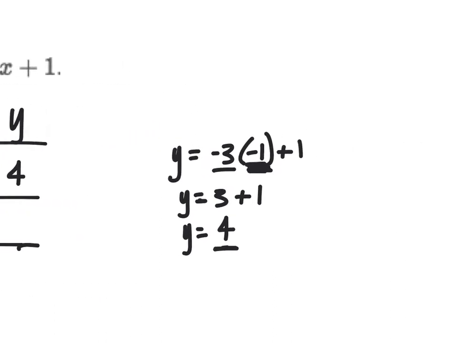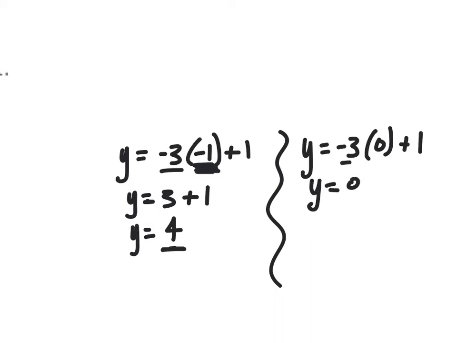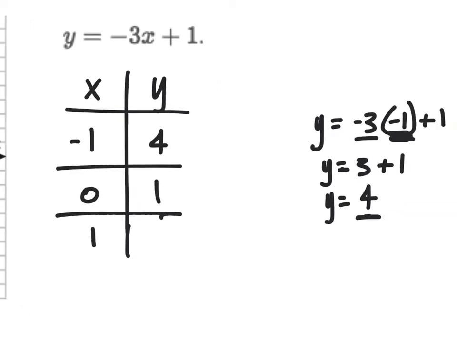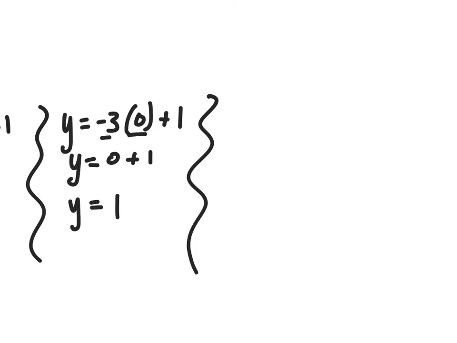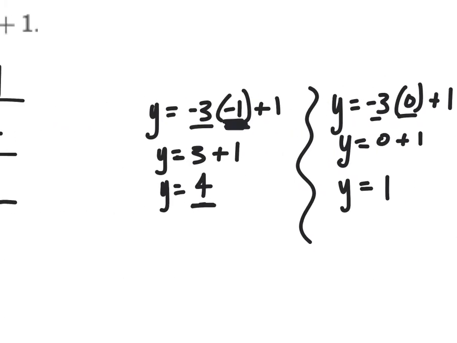Now let's plug in 0 into this. If I do y equals -3 times 0 plus 1, then y is equal to 0 plus 1, because -3 times 0 is just 0, and 0 plus 1 is just 1. So then I'm going to put 1 here. And if I plug in 1 into this equation, I do y is equal to -3 times 1, which is going to give me -3, and then plus 1. So then I get y is equal to -2. I'm going to put that number here.